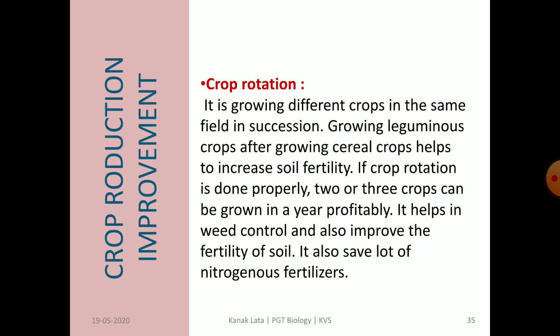Why? In leguminous crops, rhizobium, that is nitrogen fixing bacteria, is present, and that increases the nitrogen content of the soil. By this method, in a year, 2 or more crops are obtained. It is also helping in weed control and improve the fertility of soil. It also saves lot of nitrogenous fertilizers.